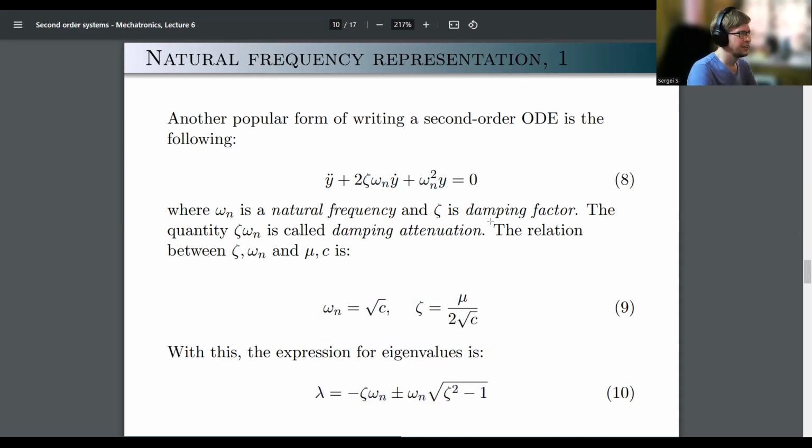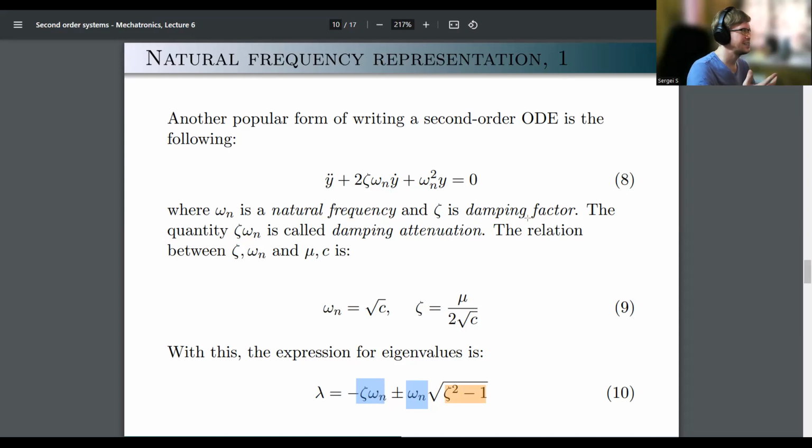This is the result. So you can see what is interesting is we have this natural frequency in front of our square root now. And here we have this damping attenuation. So this product of natural frequency and damping factor. Under the square root though, what is also interesting, we only have the damping factor. So natural frequency does not appear under the square root.